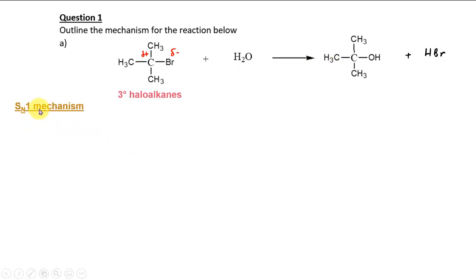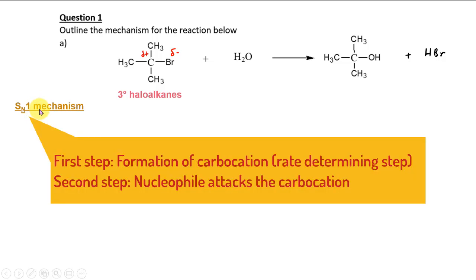In our SN1 mechanism, there are two steps. The first step is the formation of the carbocation, which is the rate determining step, followed by step 2, where the nucleophile will attack the carbocation.